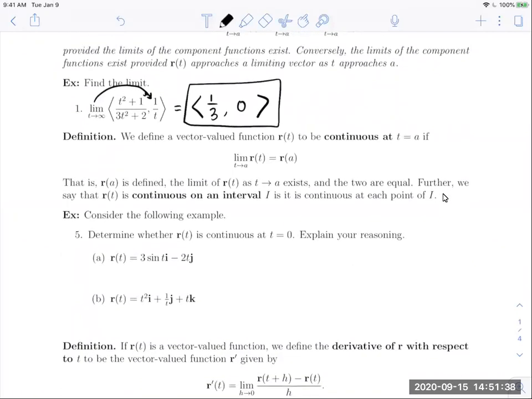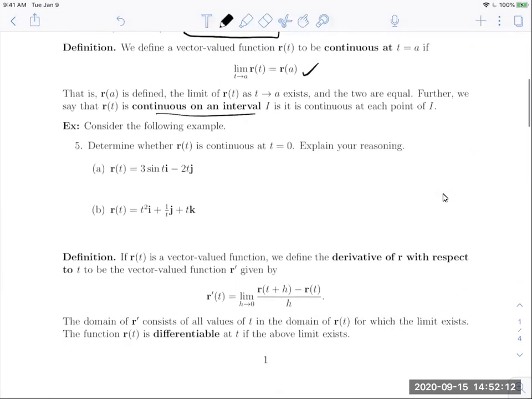Limits brings us to continuity, and so we say that a vector valued function r is continuous at a point a if the two-sided limit as t approaches a of r of t equals r of a. This is the exact same definition that we use in Calc 1. We want to make sure that r is defined at a, that the two-sided limit exists, and that that two-sided limit is equal to the function value. So that's exactly what we're looking at here. And then we just note that we're continuous on an interval if we're continuous at each point.